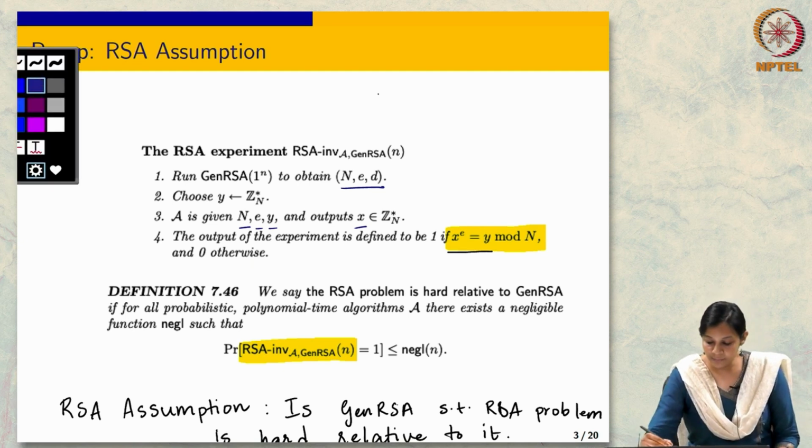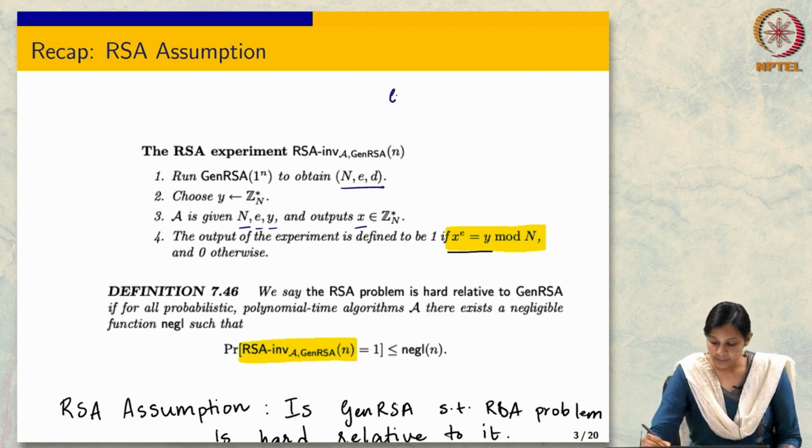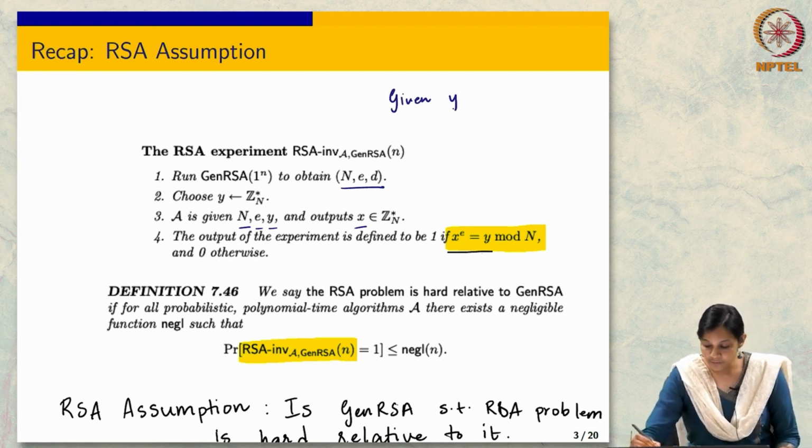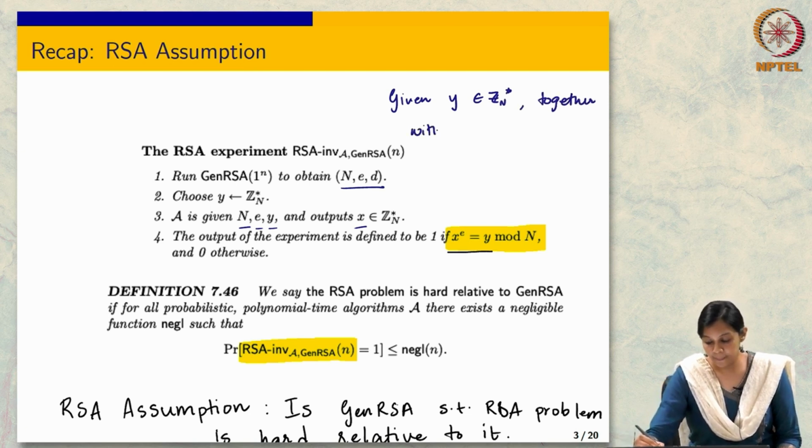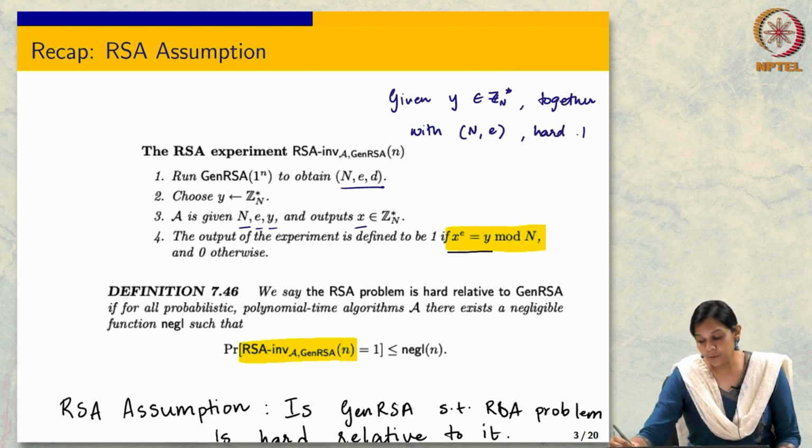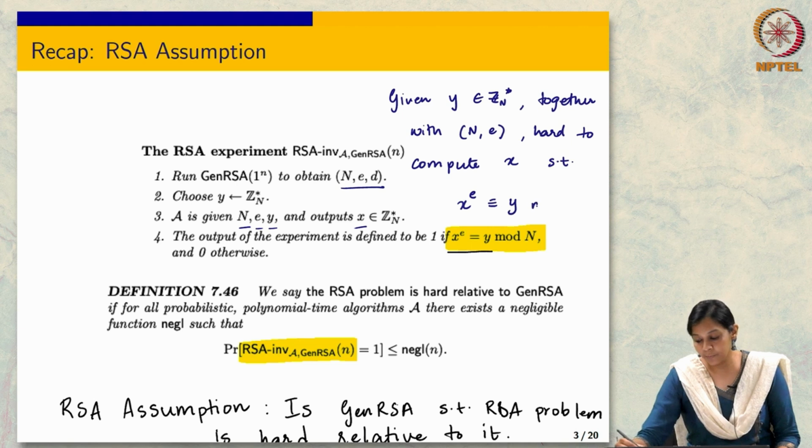So, the RSA assumption is that given y in Z n star, together with the public key, it is hard to compute x such that x to the e is congruent to y mod n. This is the RSA assumption, yeah.